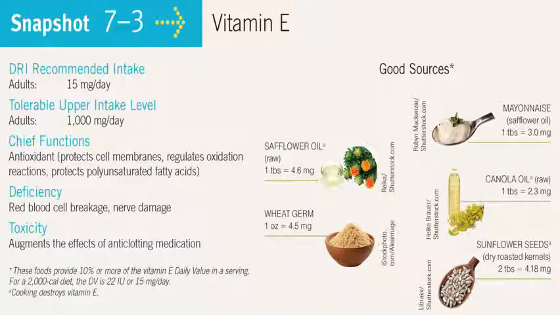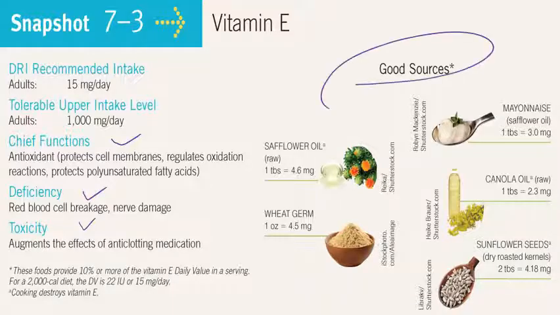So here's a little snapshot of vitamin E. I know we spoke about vitamin E before, so let's just look at this. The chief function: antioxidant, protects cell membranes, regulates oxidation reactions, protects polyunsaturated fatty acids. Deficiency: red blood cell breakage. Oh, sounds horrible. And nerve damage. Toxicity is that it may affect anti-clotting medication. So here are some good sources of vitamin E: safflower oil, wheat germ, mayonnaise, canola oil, and sunflower seeds.